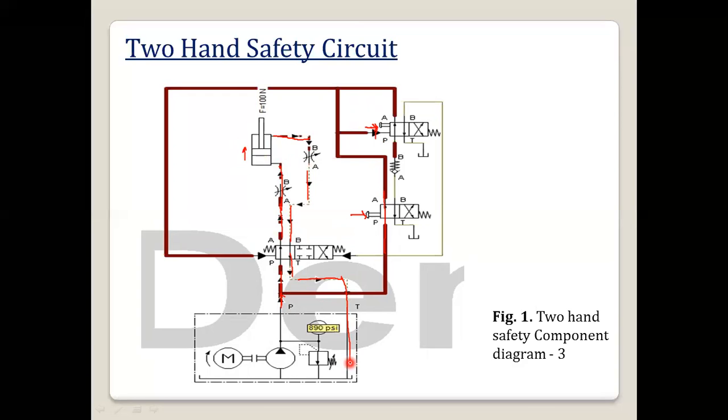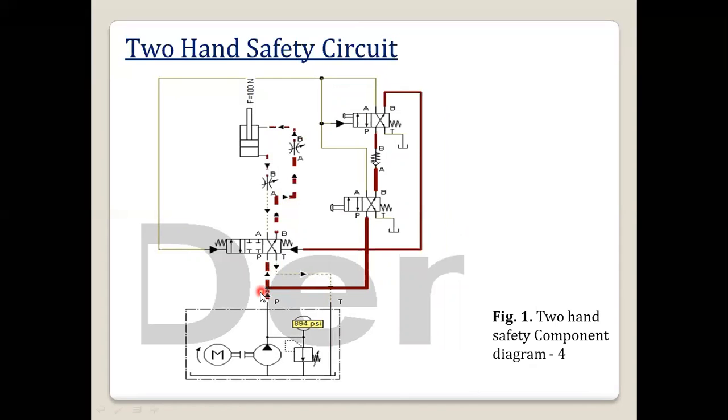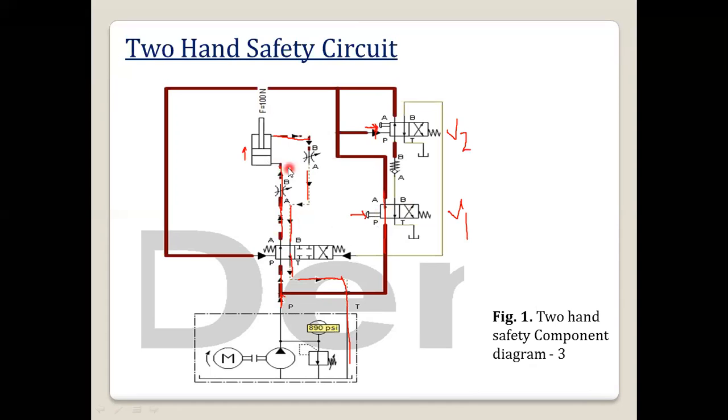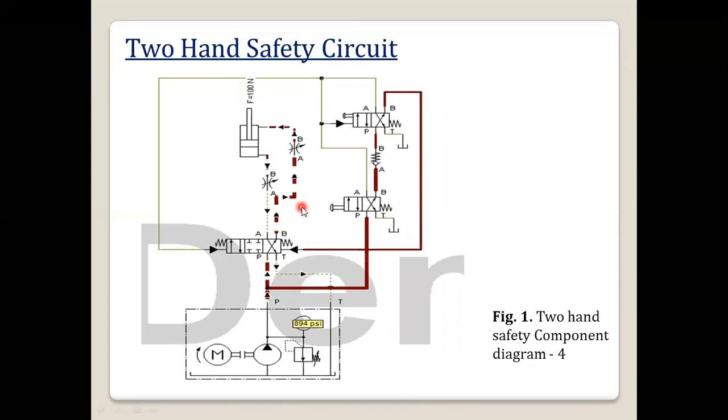So in this way, for the complete extension of the vertical cylinder, you have to operate both the DCVs at the same time. And if you want to retract the piston of the cylinder, again you have to operate both the DCVs, that is V2 and V1, at the same time. So this was about the complete extension. After complete extension, we will see the retraction.